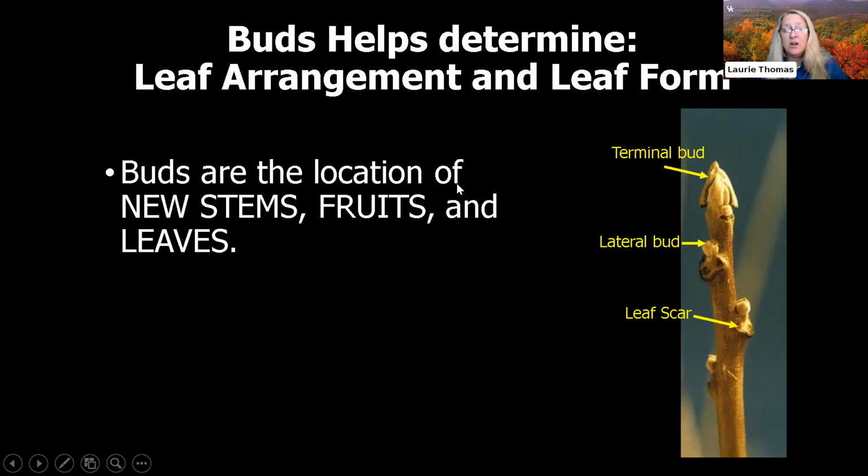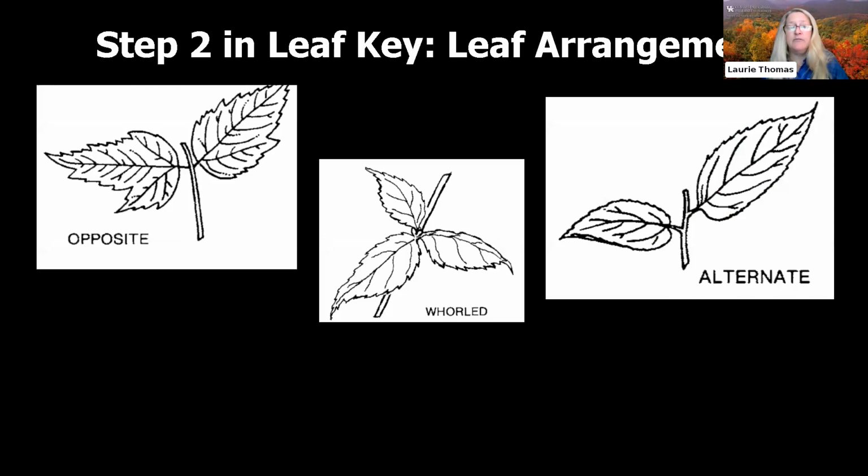And so the buds are the locations of the new stems, fruits, and leaves. So we have lateral buds, and those will be the ones that the leaves on the side of the branch. And then there'll be your terminal bud. And this is responsible for shoot elongation, making that branch longer. Plus there's bud material and even sometimes flower material in that as well. So those will be useful, like I said, for leaf arrangement and leaf form. So as we said, step one was, are they needles or broadleaf? Step two is our leaf arrangement.